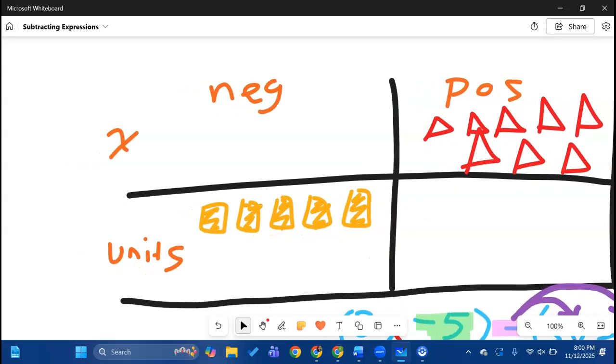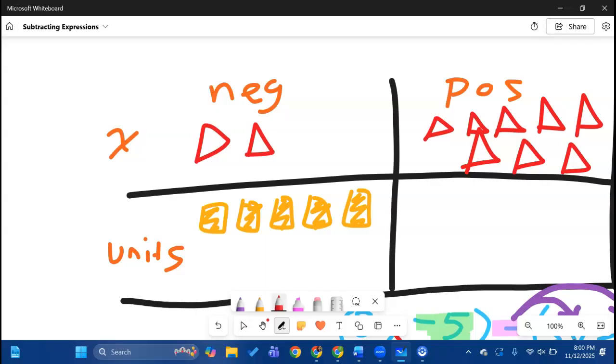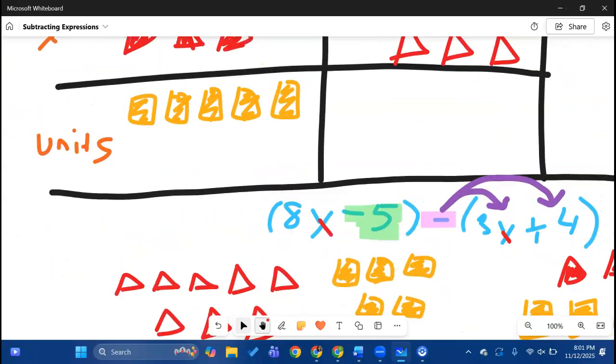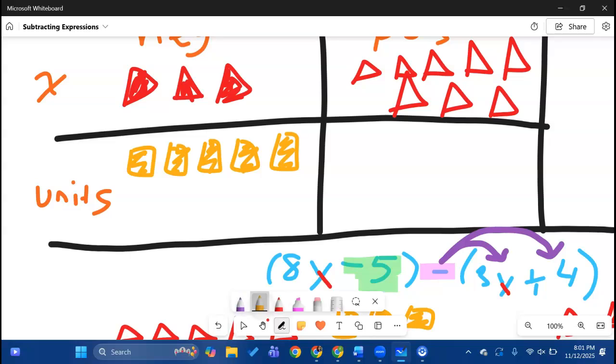Our triangles represent x values. So they have to go in this top part up here. And they are negative. So we're going to put them on the negative side. So I'm going to draw 3 negative triangles. Alright, that's negative 3x. And then our very last thing, we have 4 negative gold. So we put those again under our units and we draw 1, 2, 3, 4. We're going to color those guys in.